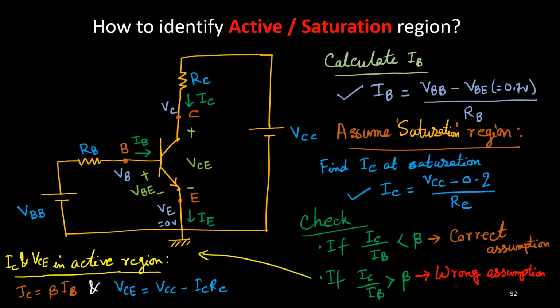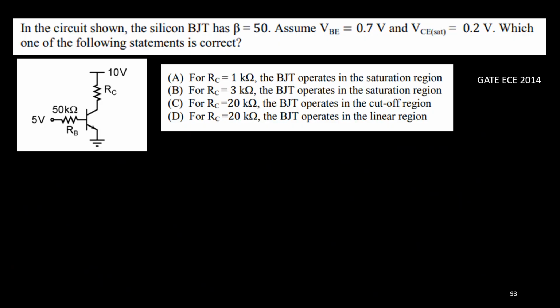Okay, fine. Now we'll solve this problem. I hope you can solve this problem very easily. So this is the circuit. 5 volt is connected here, 10 volt is connected here. This is your base resistance, 50 kilo ohm. This is your resistance RC, and different RCs are given. Sometimes 1 kilo ohm, 3 kilo ohm, sometimes it is 20 kilo ohm. Now we need to find out whether it will be in active region, saturation region or cutoff region.